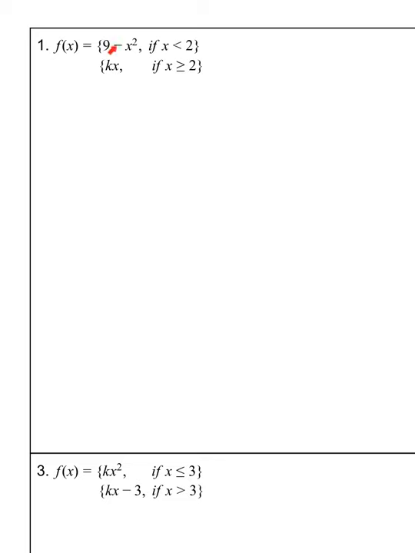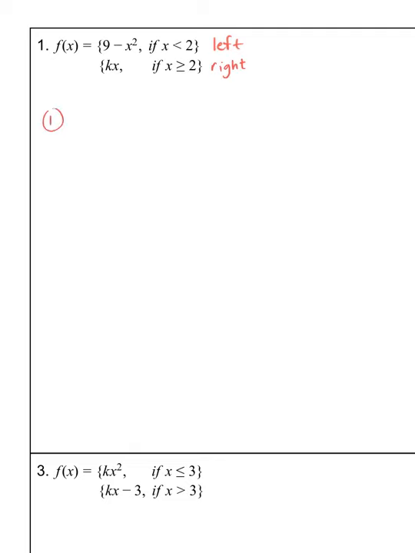Our first branch, 9 minus x squared, for all x less than 2. Less than 2 is to the left of 2, so that is going to be our left function. And the second branch is k times x, for x greater than 2. Greater than 2 is to the right of 2, so that is going to be our right function.